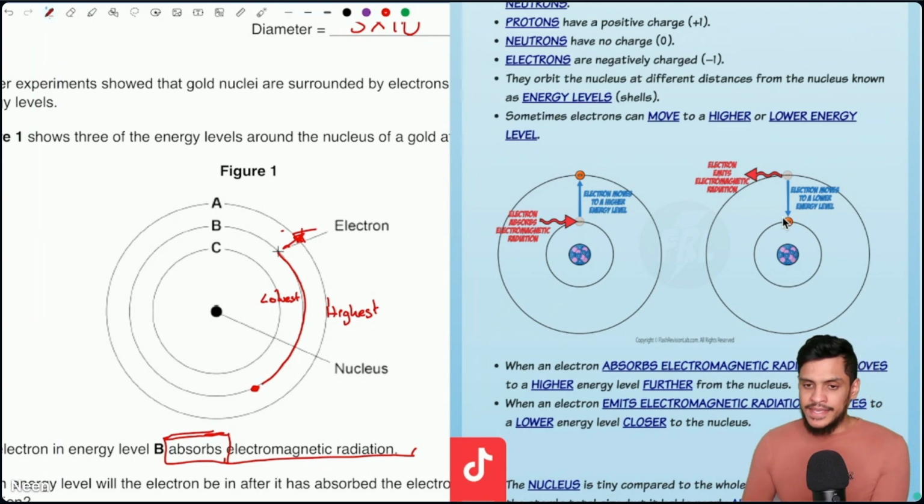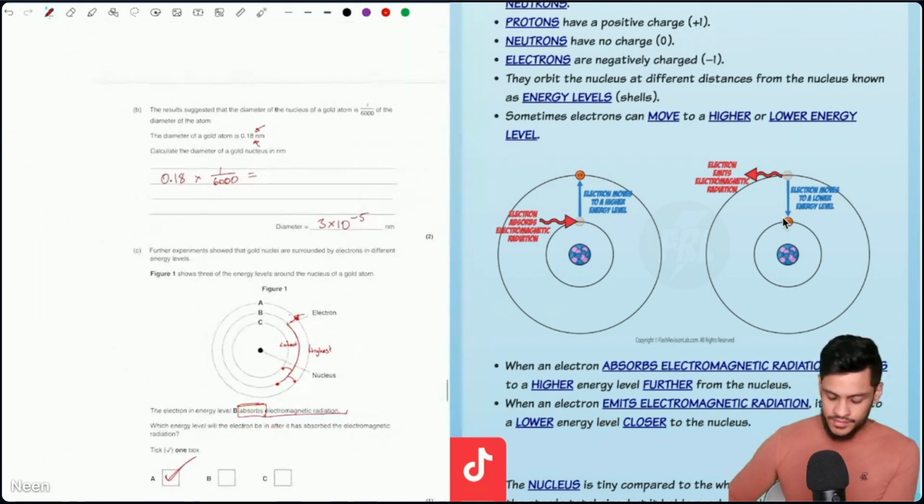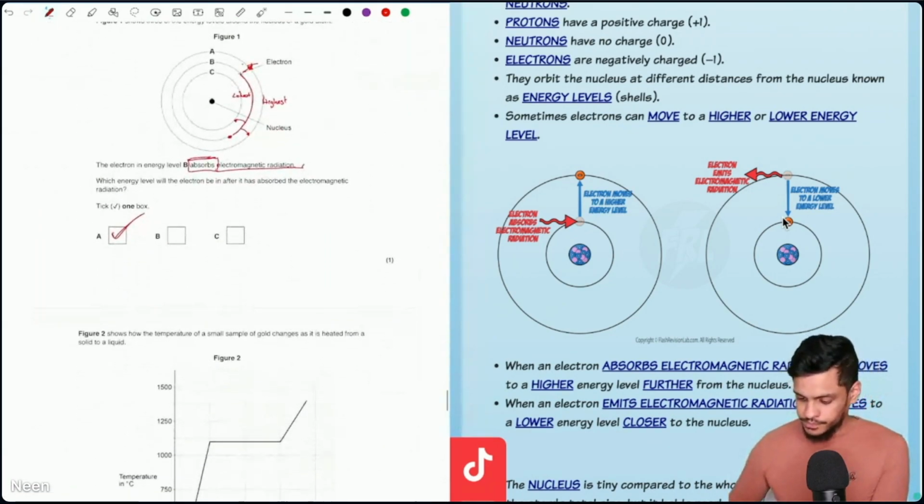If it's absorbing EM radiation, it's absorbing energy, so it gets more energy, so it goes to the higher one, which is further out. If it emits electromagnetic radiation, it's giving off energy, it's losing energy, so it goes to a lower energy level. So it goes closer to the nucleus. Does that make sense, Will? Nice. Okay.